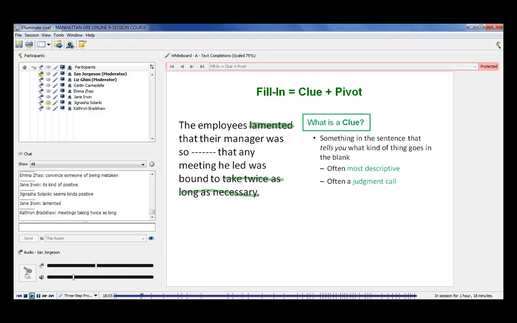Sometimes it's going to be a little bit of a judgment call, but identifying the clues consistently and doing it well is really, really important. It's what's going to get you a long way on these.